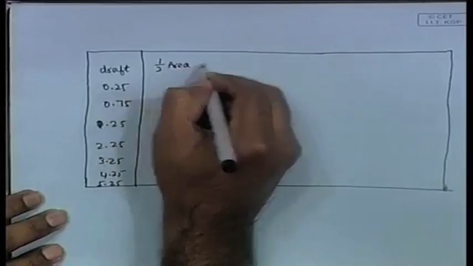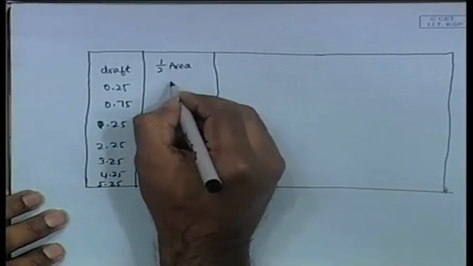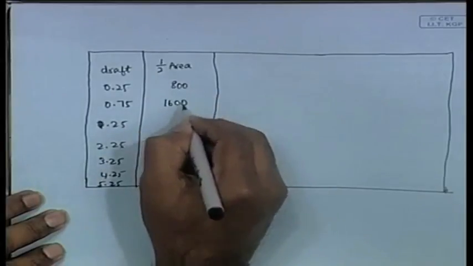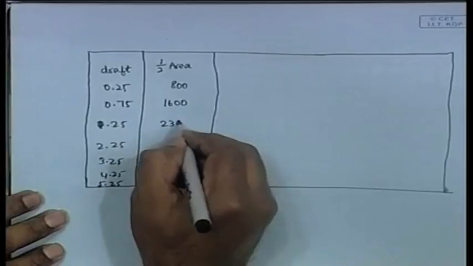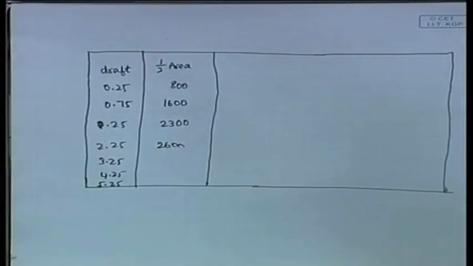This is a given data. So it says 800, 1600, 2300. So it's clear to you what this area is, right? This is the half areas of the water plane at different drafts.